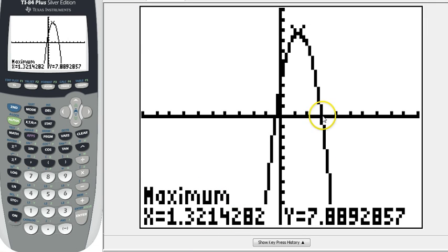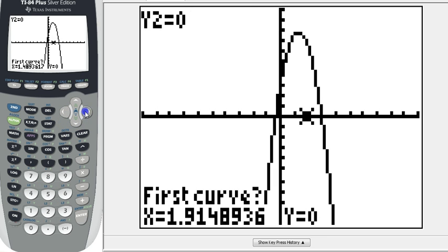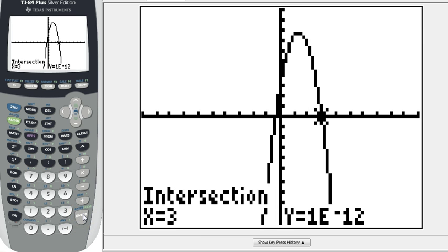So I need to find this intercept point by doing second trace 5 and hit down. So I'm on this line here. I want to know where he hits. Hit enter a couple times. And I get 3, and then again, here's another situation on the calculator, guys.